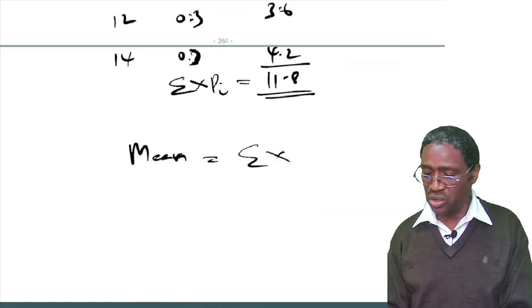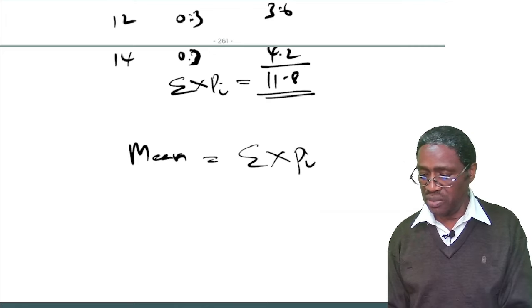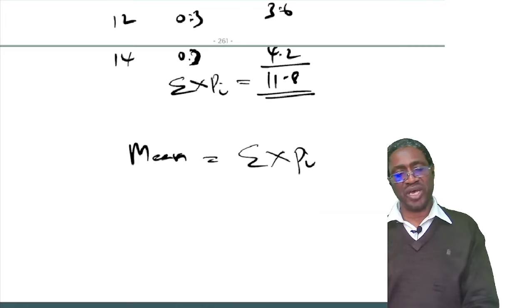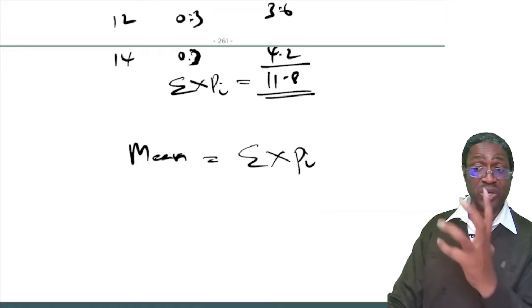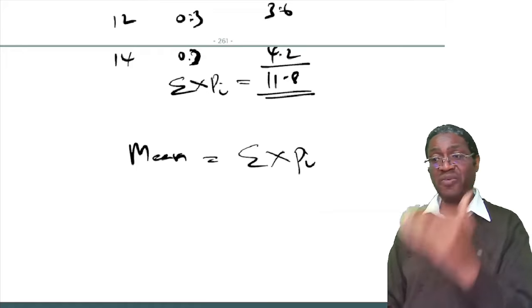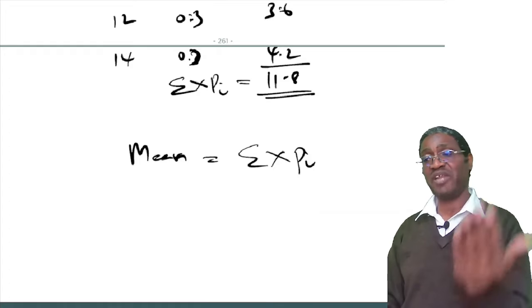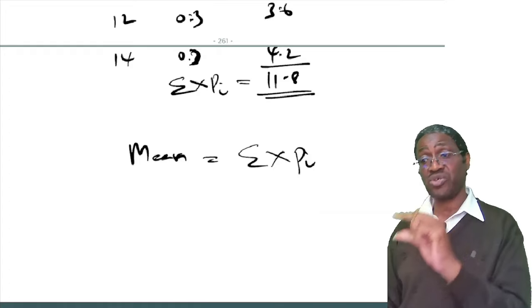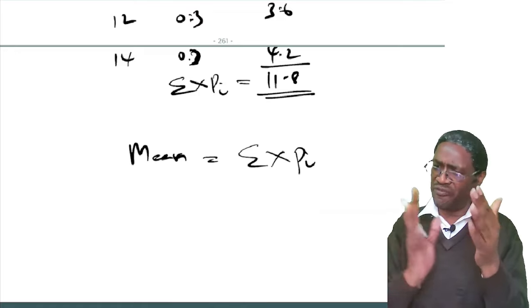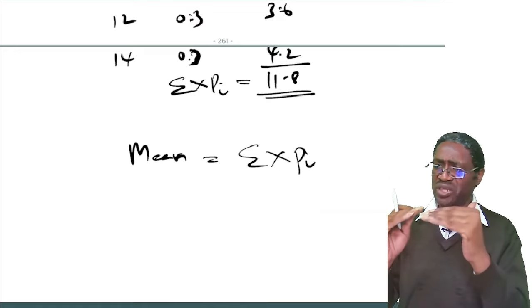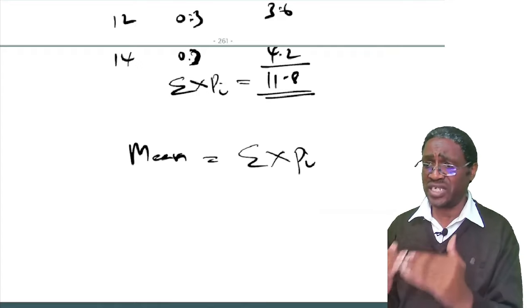It is the summation of X times Pi. This time you don't divide because the frequencies were already divided: 4 divided by 10, 3 divided by 10, 3 divided by 10, and so on. It's already divided.